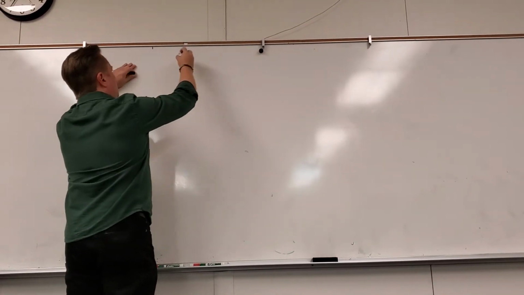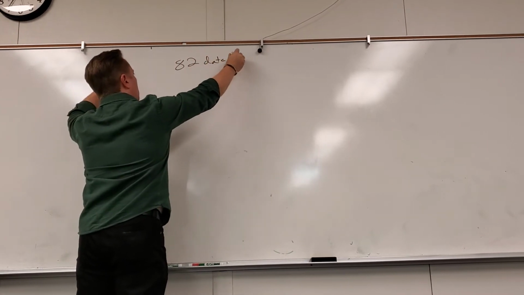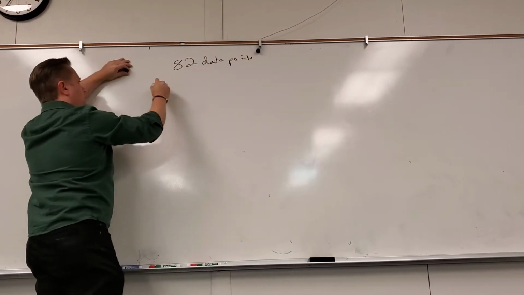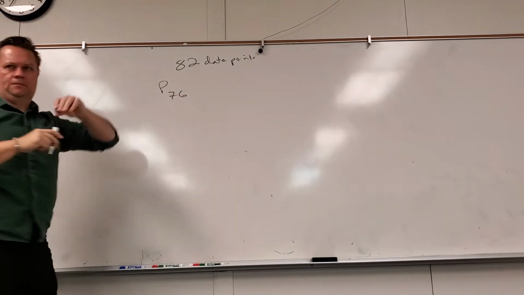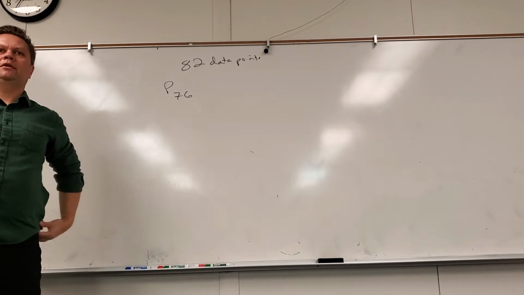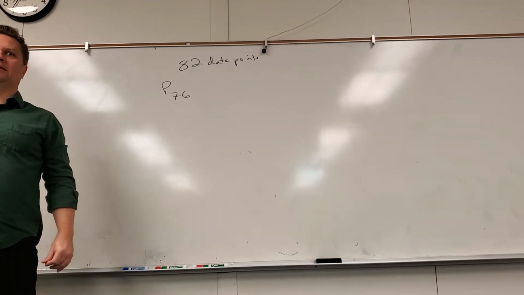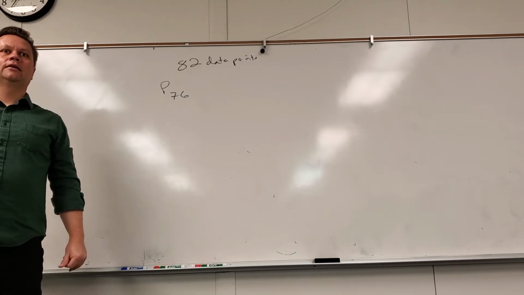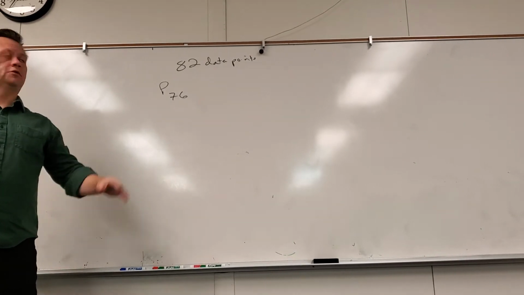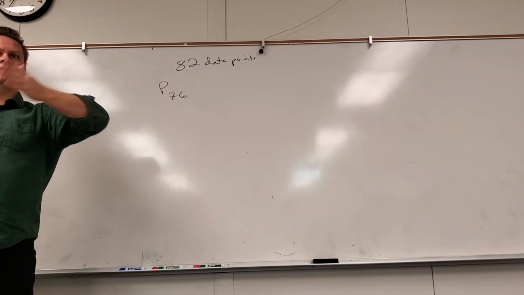So if I had 82 data points, you with me? Yeah. And I want to know P76. How do I discover that? What are the two steps? How do I get P76? Organize. Sure. So it's in order. So how do I find P76?